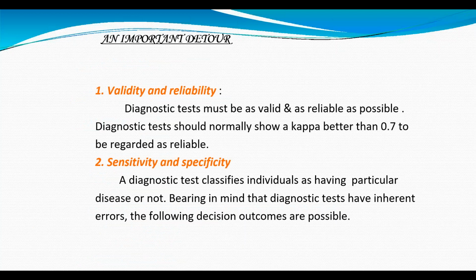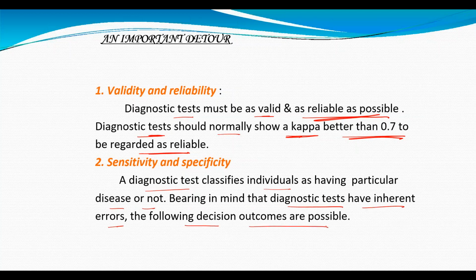So there are some important factors to consider before deciding upon the diagnostic tool. Validity and reliability: the diagnostic tests must be valid and as reliable as possible. Diagnostic tests should normally show a kappa better than 0.7 to be regarded as reliable. Sensitivity and specificity: the diagnostic test classifies individuals as having a particular disease or not. Bearing in mind that diagnostic tests have inherent errors, the following decision outcomes are possible.